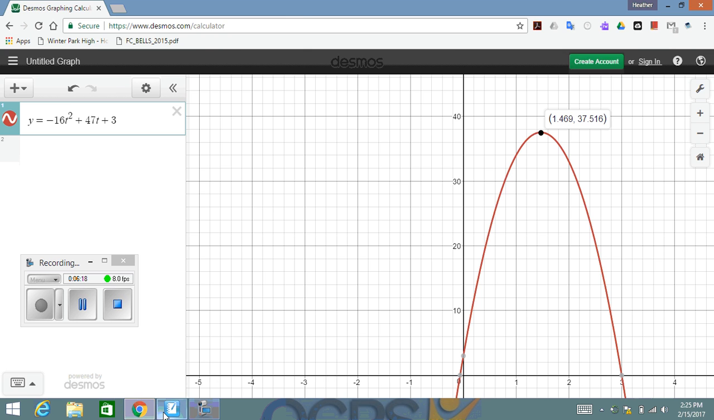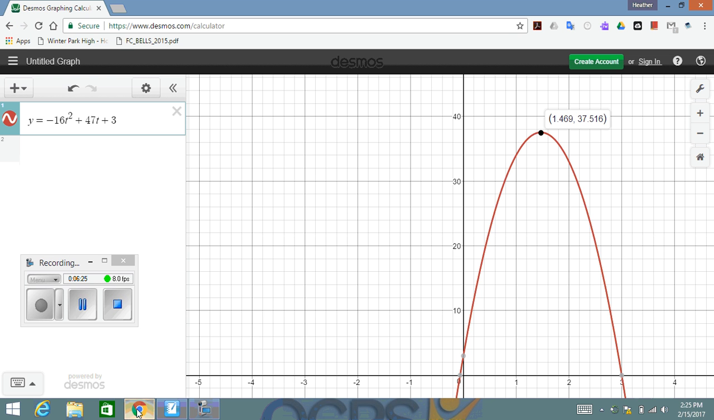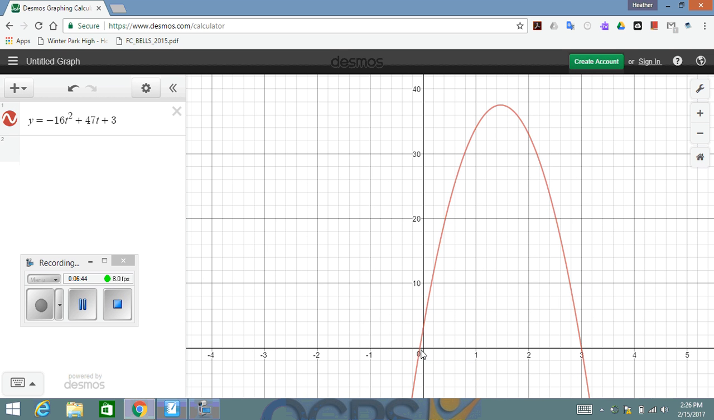Yes. Now, the second question that is asked was, how long will it be until the ball hits the ground? So remember, the y-axis is our height. So where does it hit the ground? It hits the ground when your height is 0. So at your x-axis. Notice I also have an x-coordinate over here that's 0, or a y-coordinate over here that's 0, but my time there is negative. So I can't use that one. It doesn't make sense to have a negative time. So it's just going to be at 3.